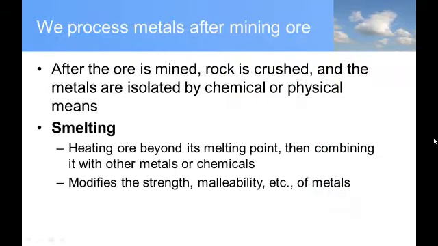Because they're found in ores, the ores have to be processed to remove the metal and make them useful for us. This process is called smelting. This is a combination of using heat and chemicals to extract the metal and then make it into a form that we can make use of as a viable product.